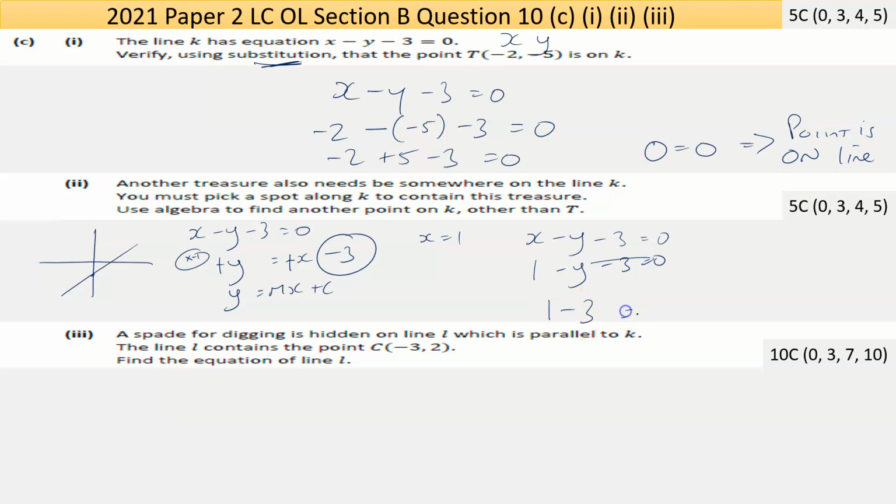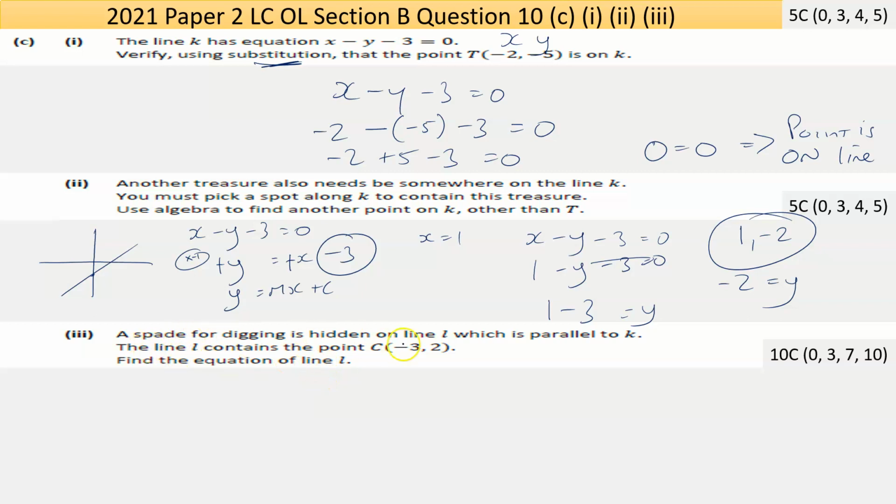1 take 3 is equal to plus y. Now 1 take 3 is the same thing as minus 2. So what's the coordinate there? It was 1 on the x, minus 2 on the y is my answer. And that's it. Now we're almost there in the last part of this paper.